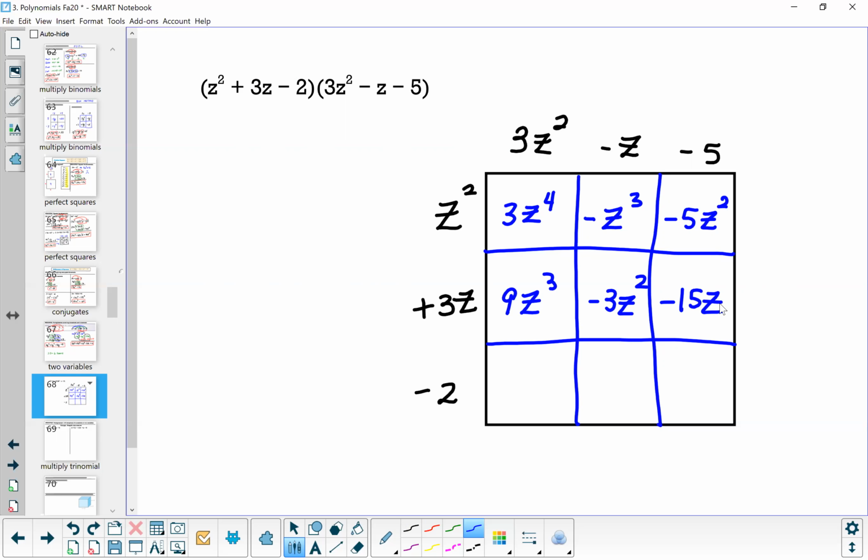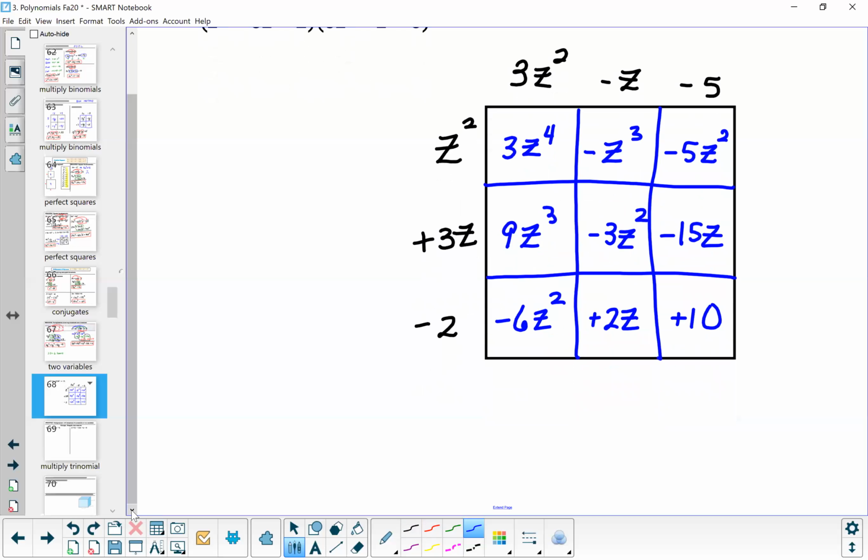Minus 2 times 3z squared is minus 6z squared. Minus 2 times minus z is plus 2z. And minus 2 times minus 5 is plus 10. There are my 9 terms, and if you want to write these out, you can, or you could just simplify them coming out of the box.